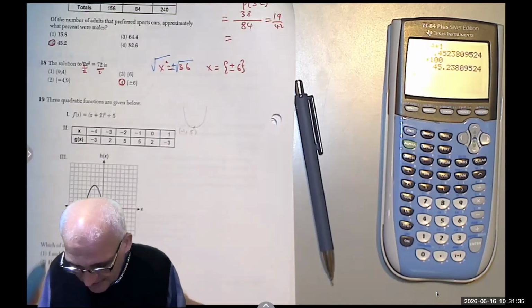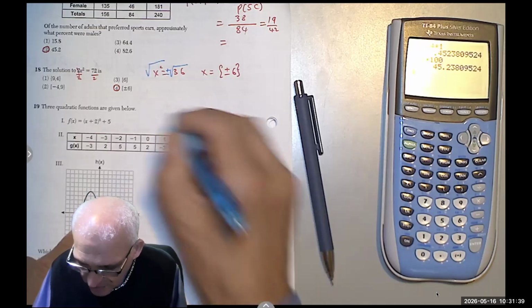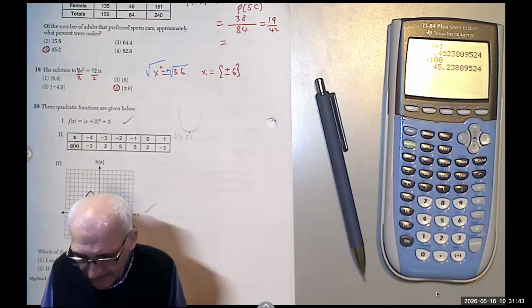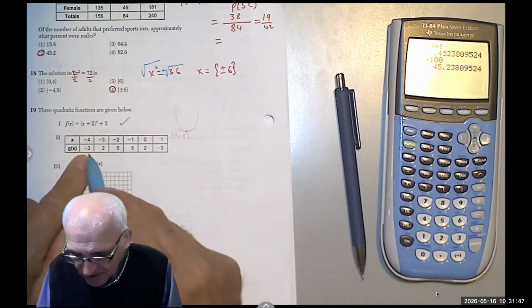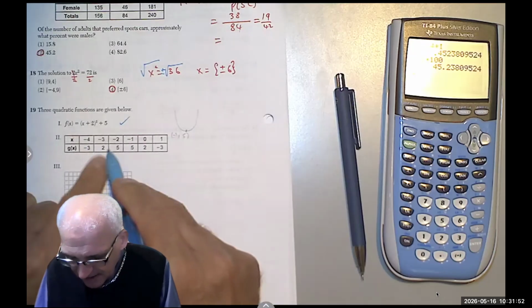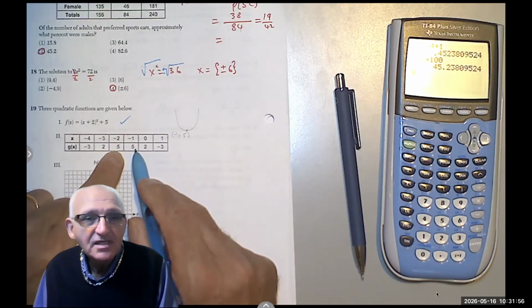Number 3 also has a vertex of 5. 1, 2, 3, 4, 5. So this has a vertex of 5. This has a vertex of 5. How about the second one, the table? That's also a quadratic function. At -4, it was -3, and then it became +2, +5, stayed at +5.